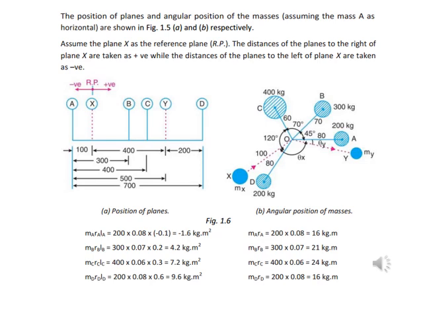As for the X plane and Y plane masses, you just draw them over here. The distance between X and point O is already given. MX is unknown. Then another one, MY, that you also don't know, and the distance you don't know either, with the angle theta Y also unknown. So after you draw the angular position of masses and the position of planes, you can use these values to draw the vector diagram and so on.